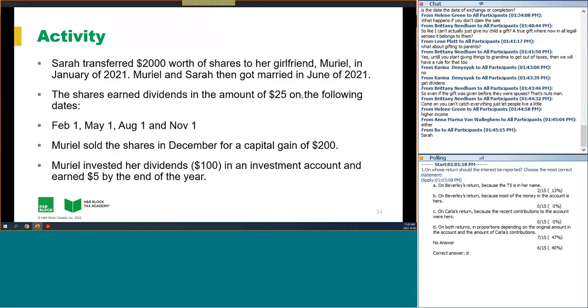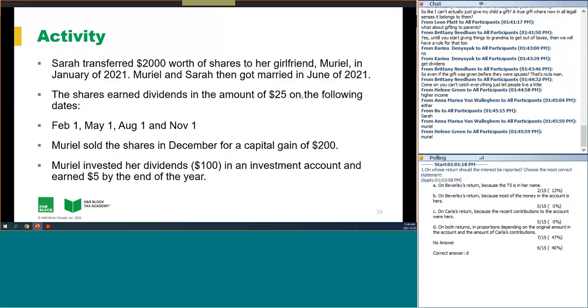So in this return, we're going to have $50 of dividend income for each of them, and $200 capital gain taxed at 50% on Sarah's return. What about the interest? Muriel took her dividends, put them in an investment account, and earned $5 of interest. Who reports the interest? Whose interest is it? Muriel's. So that's where we've broken the chain.